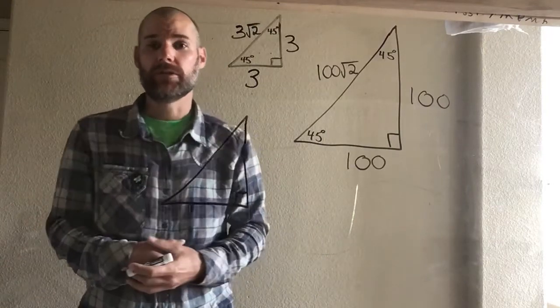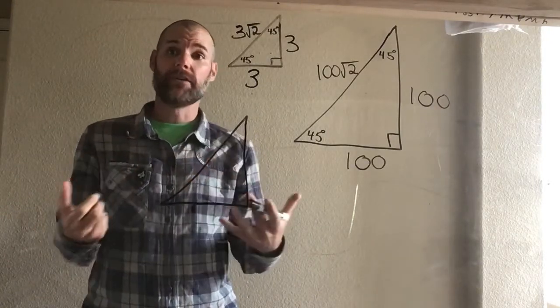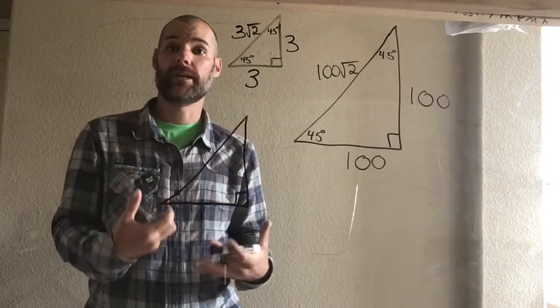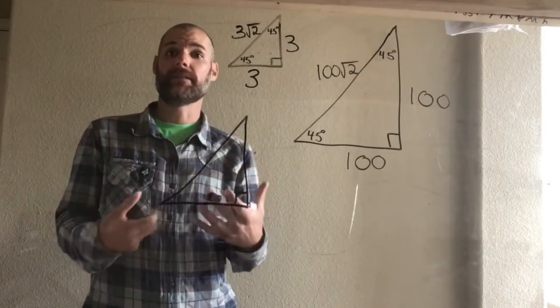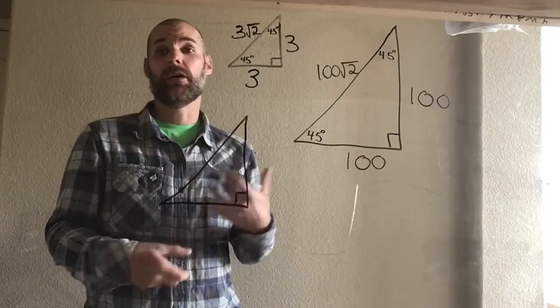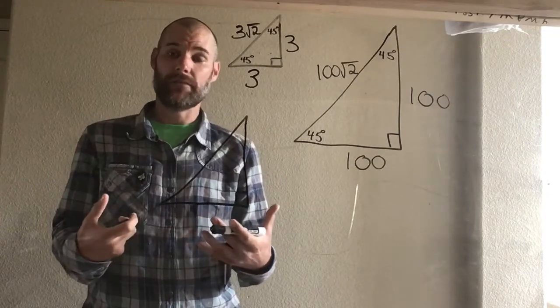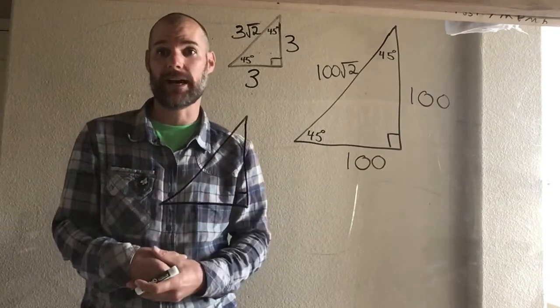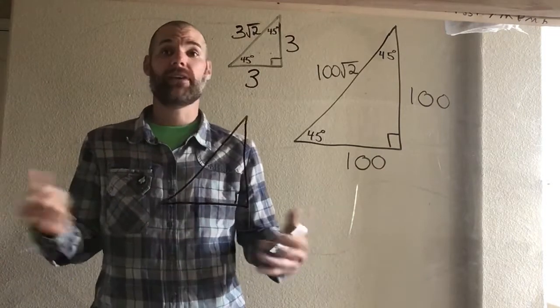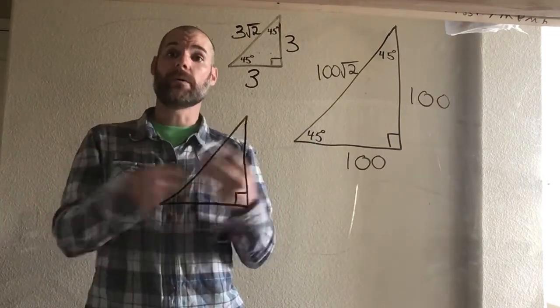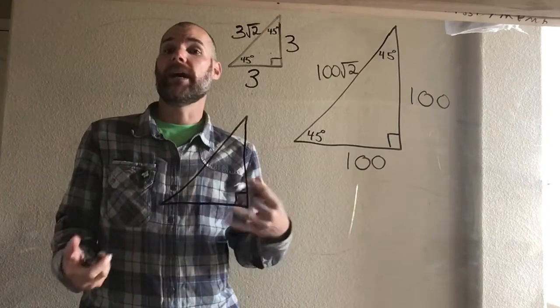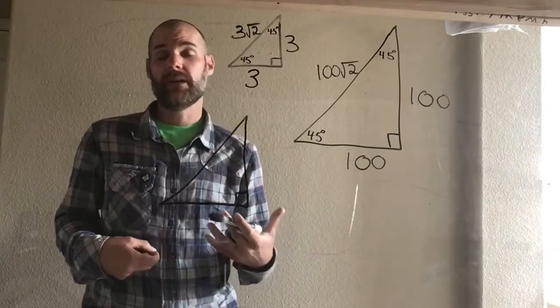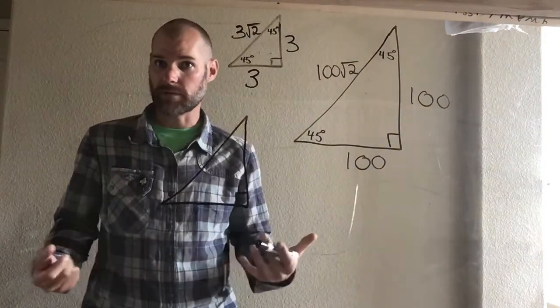So I want to introduce to you guys the idea of trig ratios. Trig, or trigonometry, is the study of triangles, and the ratios is the idea of comparing different sides. So we could have a really small triangle or a really large triangle, but if the angles are the same, then the ratios of the sides will also be the same.